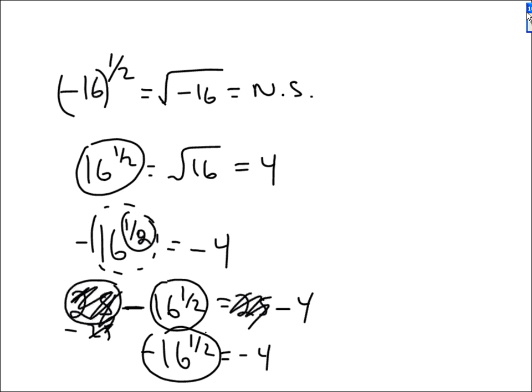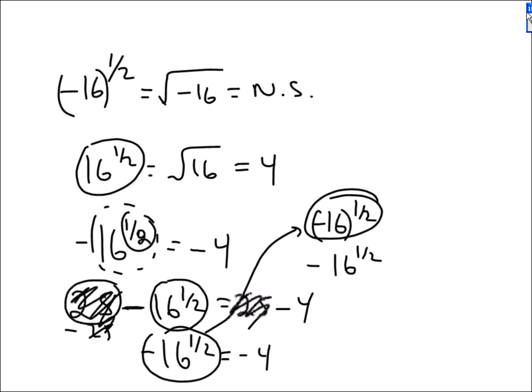This here is not the same as negative 16 to the half. This is negative 16 to the half, and this is negative 16 to the half. Sounds almost exactly the same, but the brackets say that what's being raised to the half is negative 16. What's being raised to the half down here is 16. And whatever that is, a negative in front of it. What's in that circle is 4. There's a negative in front. Okay.